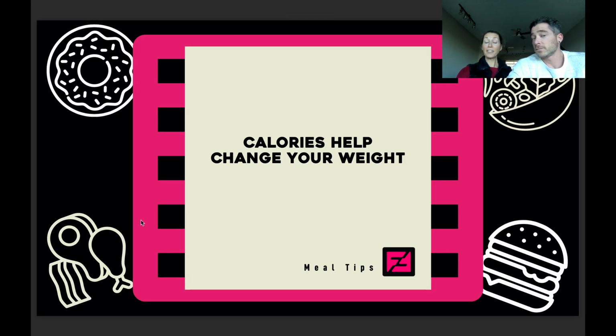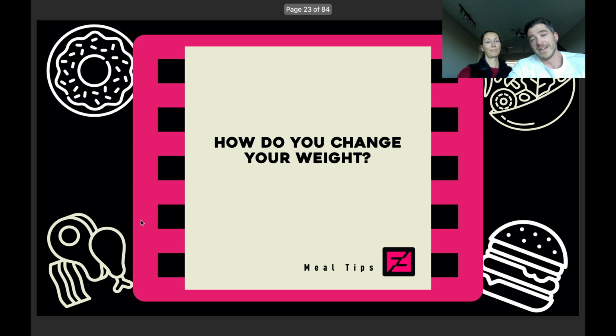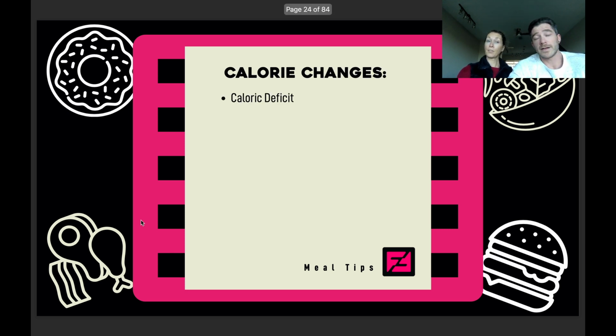All right. Calories will help change your weight. Protein and calories will help change your physique. This is where you start to look better, not just look smaller. So how do you actually change your weight? Calorie changes. There's different types of calorie changes. We have a caloric deficit. We have caloric maintenance, which is no change in our weight. And then we have a caloric surplus, so excess calories.